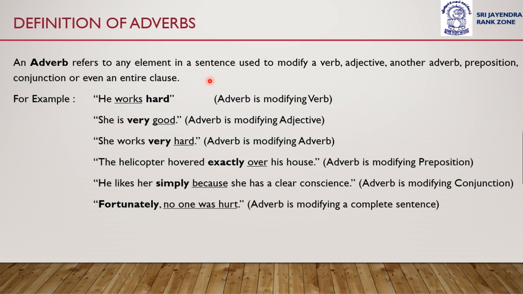Definition of adverbs. An adverb refers to an element in a sentence used to modify a verb, adjective, another adverb, preposition, conjunction, or even an entire clause. It means that an adverb is used to add to the meaning of a verb or an adjective or another adverb. It can be a preposition as well or a conjunction or even an entire sentence. Let us try to understand this with an example.